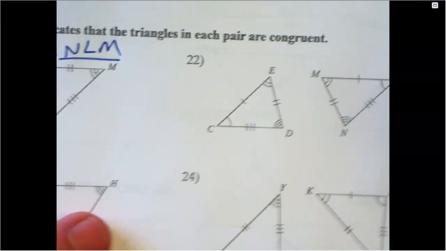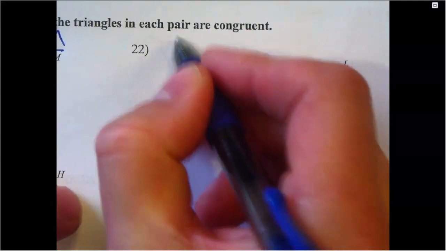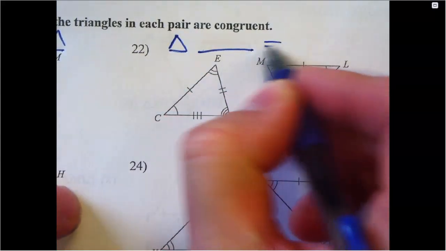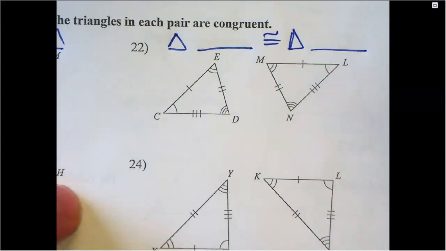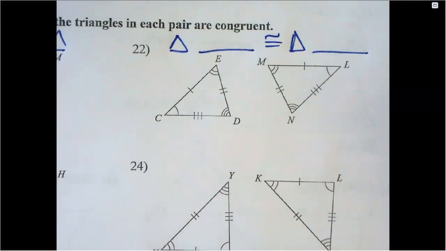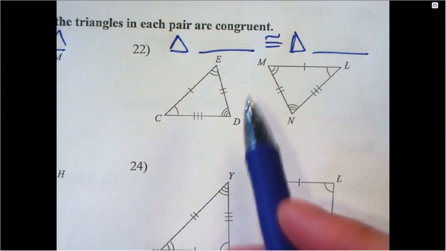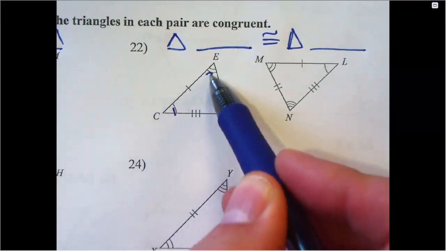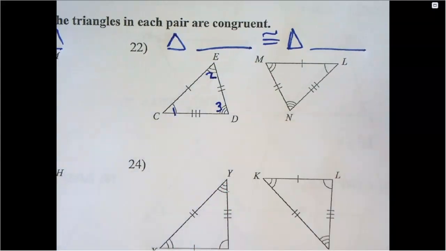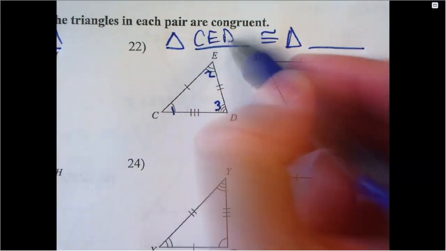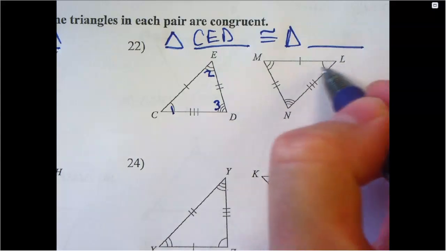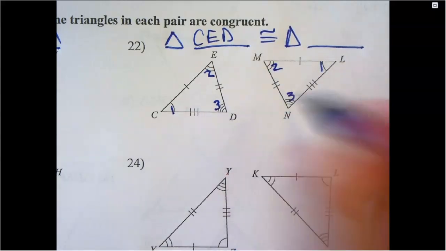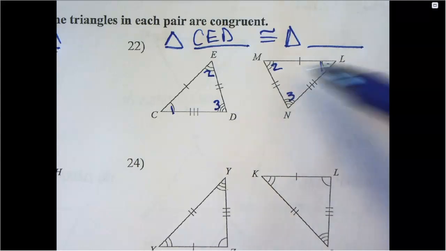Let's look at 22. Same thing. I want to be able to say triangle blank is congruent to triangle blank. You just have to make sure that you're going in the same order each time. So again, I'm going to go 1 arc, 2 arcs, 3 arcs, in that order. So C, E, D. Then if I do the same thing over here, I'll get L, M, N.